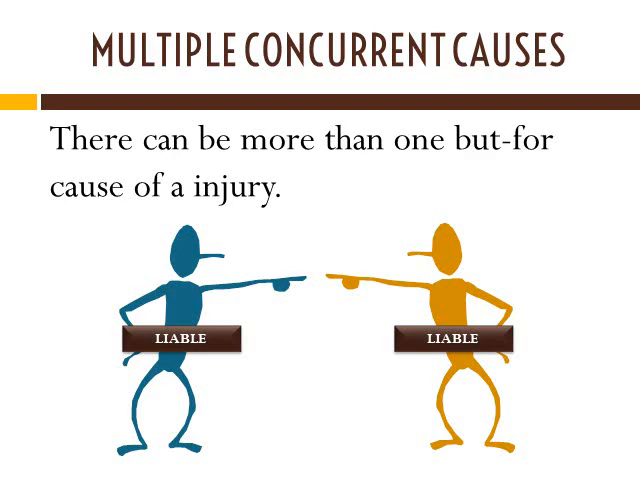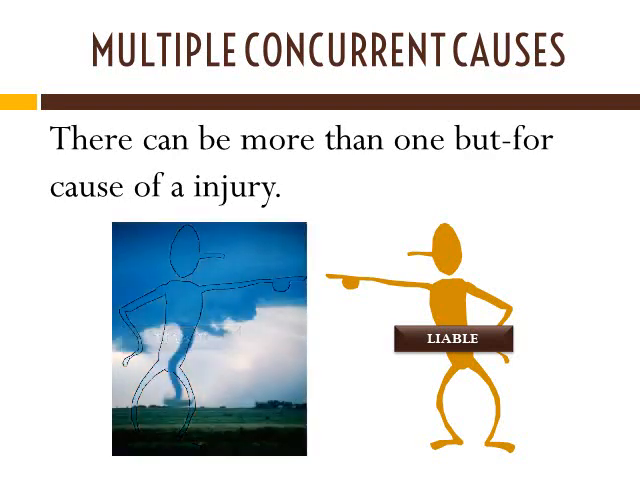So, once again, there can be more than one cause of an injury, more than one but for cause, and more than one cause in fact of an injury. And it's not just when a person caused an injury and another person is also a cause in fact of the injury. It also happens where there's some force of nature that is a cause of the injury, and also a person is a cause of the injury as well. So there can be multiple but for causes of somebody's injury, even if one of them is not a human cause.